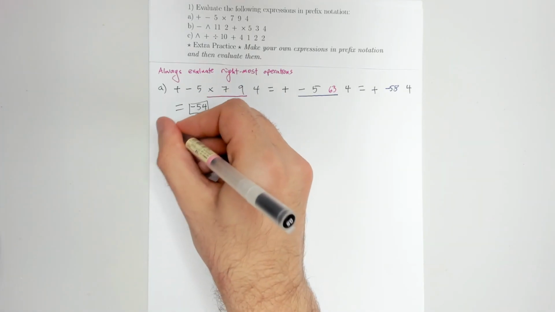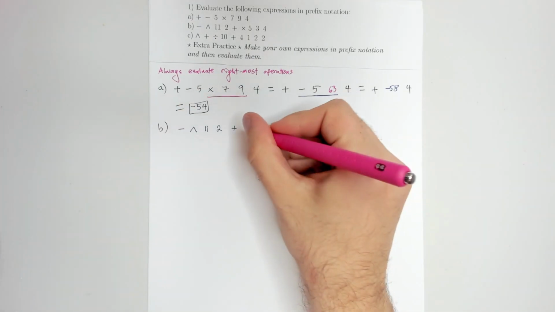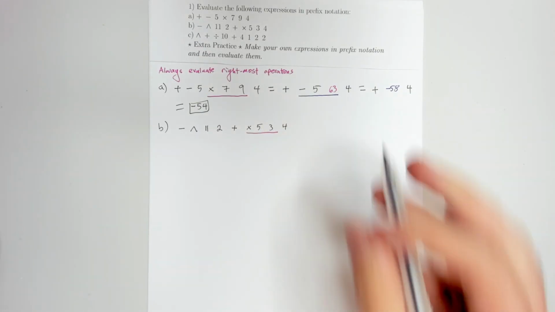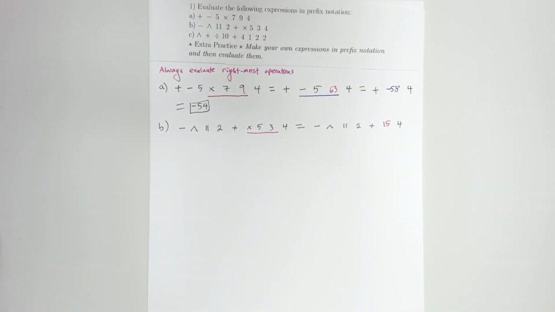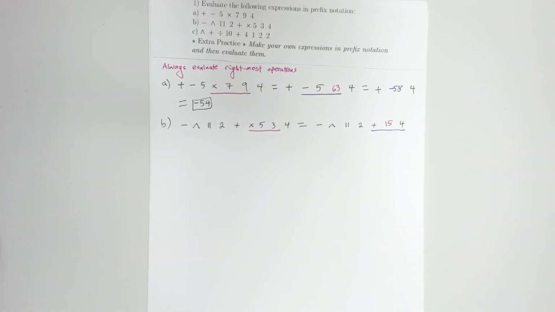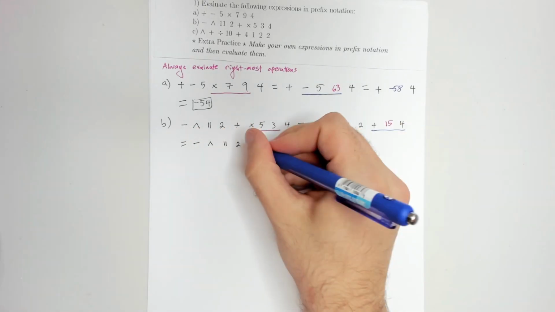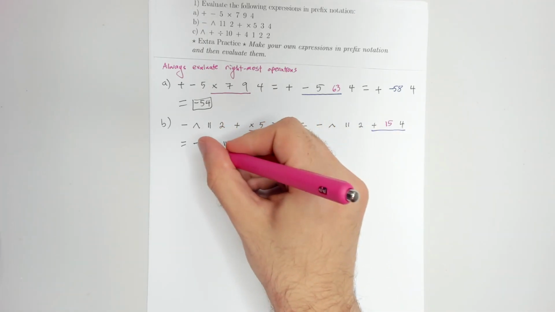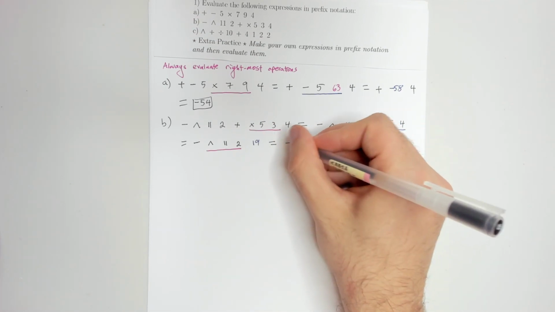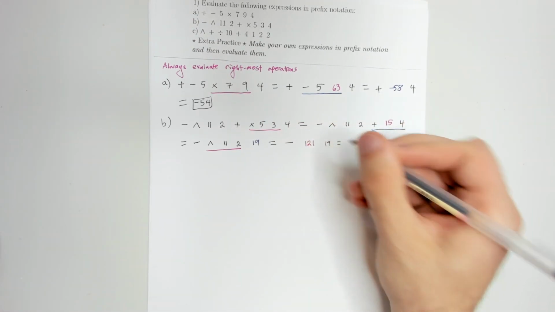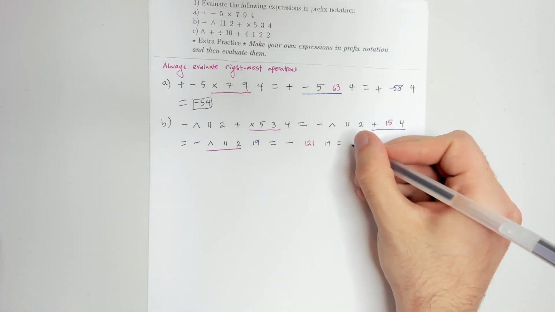Alright, part B. So the rightmost operation is this multiplication. So 5 times 3, that is 15. Next up, we're going to do this sum here, which is 19. Then we'll do this exponentiation. So that's 11 to the power of 2, or 11 times 11, which is 121. So now we're doing 121 minus 19, which is 102.